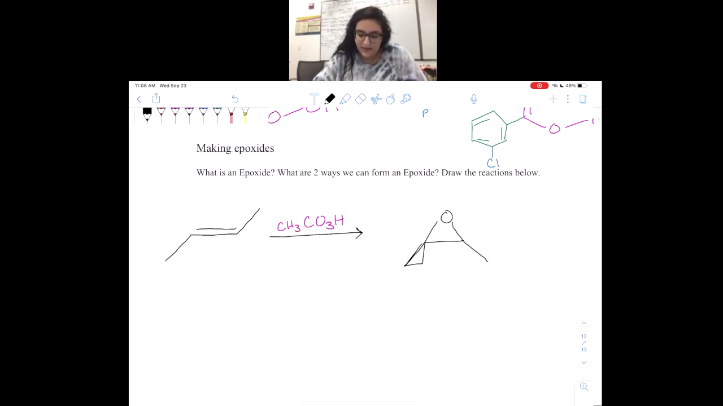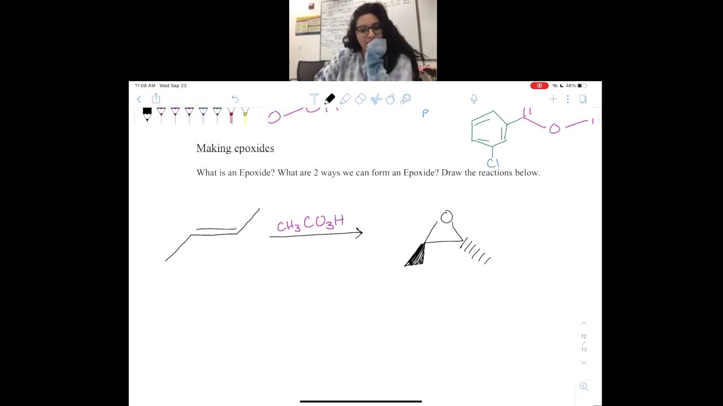So now it doesn't matter which side is wedge and which side is dashed. We know that it has to be trans to one another. So we're going to draw it like that. And this looks kind of ugly, so there we go. Ta-da! You don't need to know any kind of mechanism or anything. If you just understand this concept, you are golden.